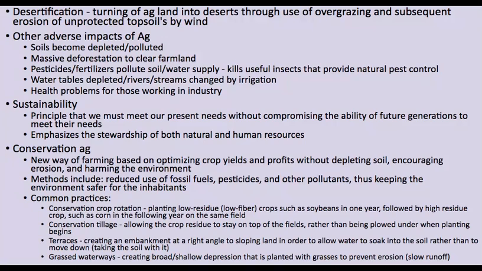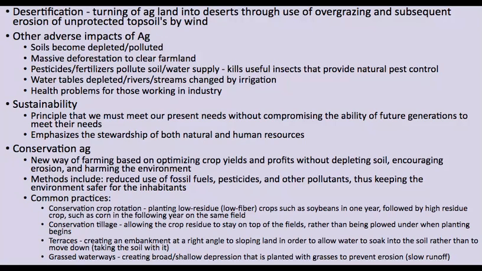Conservation agriculture is another. Okay, so this is the way to apply some of the organic farming techniques to commercial agriculture overall. That's about optimizing crop yields and profits without hurting the environment as best as possible. With conservation agriculture, the methods that they try to do to take those commercial farms and make them better is to reduce the use of fossil fuels, to not use other things that could pollute the environment. With conservation agriculture being more thoughtful about the environment, common practices, things that they do, conservation crop rotation.